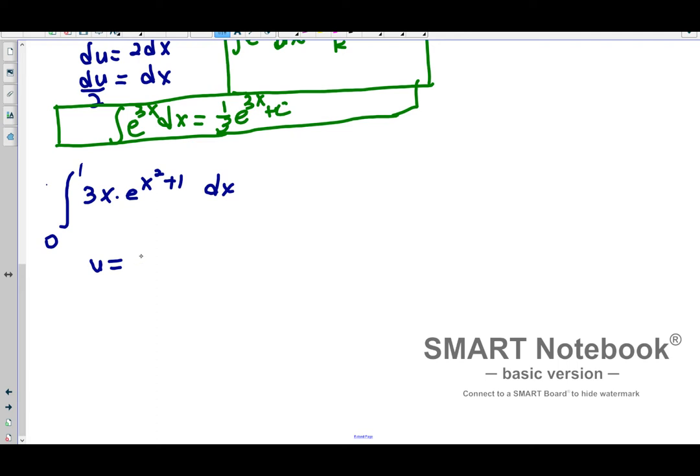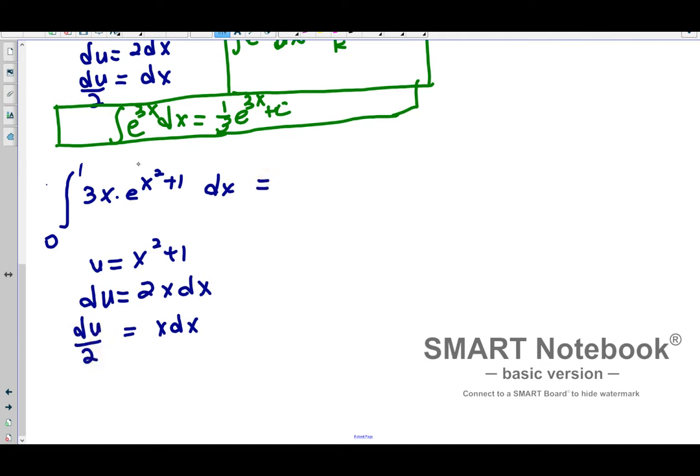So if we let u be x squared plus 1, this will appear like e to the u in the next step. It's getting easier looking, right? But we're going to need to know what x dx is. For that, differentiate both sides. du equals 2x dx. So x dx, which is what we're going to need eventually, is du over 2.